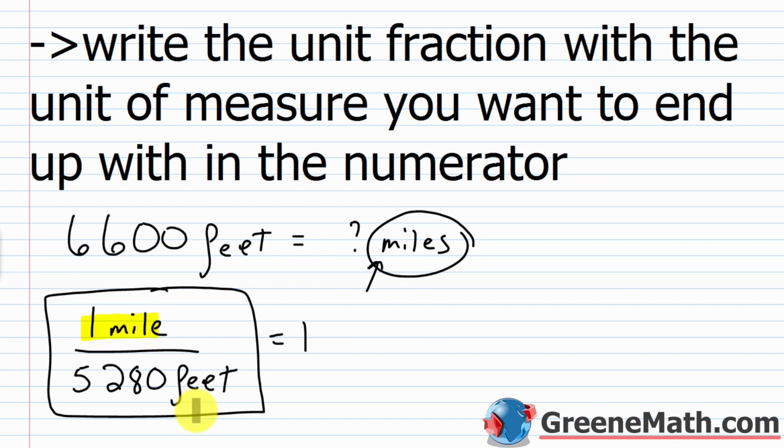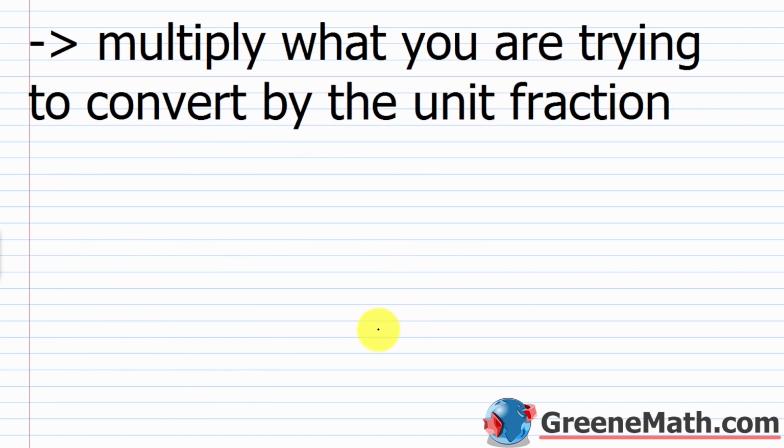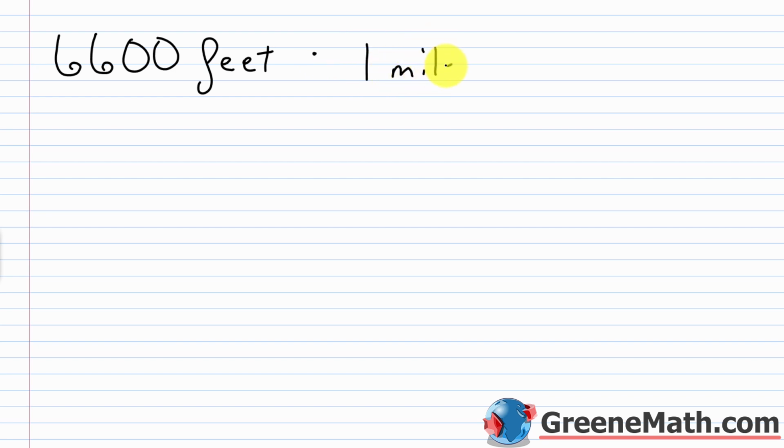If I was doing something where I was converting to feet and I wanted to end up with feet, I would just flip this. I would have 5,280 feet on top, 1 mile on the bottom. Then we want to multiply what you're trying to convert by the unit fraction. So let's do that real quick and see what we come up with. We had 6,600 feet, and we're going to multiply this by the unit fraction. Again, it was 1 mile on top over 5,280 feet on the bottom.